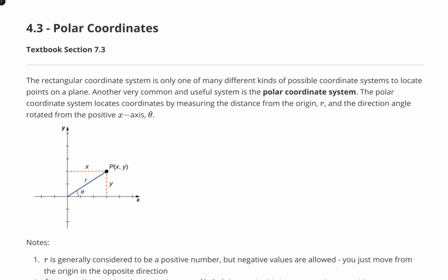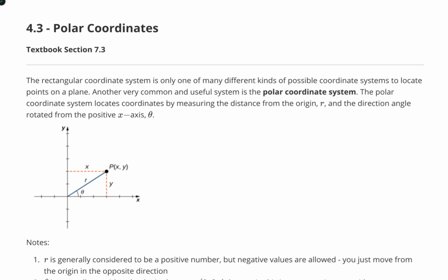This next section on polar coordinates is really just a review of what you probably already learned in trigonometry, but given that it could be a few semesters behind, it's worth reviewing before we go into the calculus of polar coordinates so that everybody's on the same page. So what happens is that the rectangular coordinate system is really only one of many different kinds of possible coordinate systems to locate points on a plane. One other that's very common and useful is the polar coordinate system.